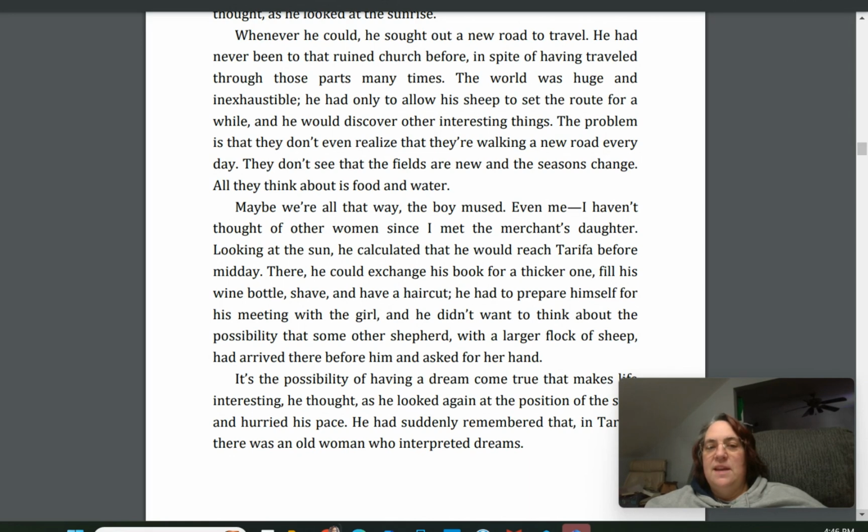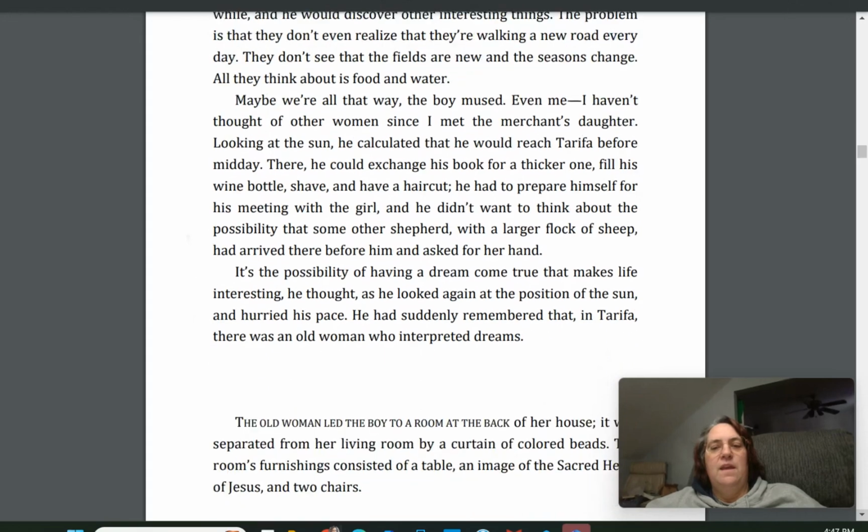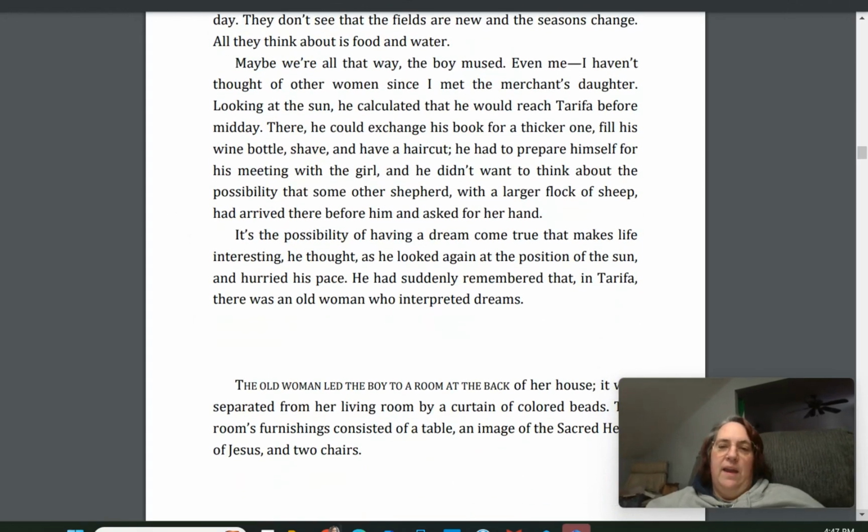The problem is, they don't even realize that they're walking a new road every day. They don't see the fields are new and the seasons change. All they think about is food and water. "Maybe we're all that way," the boy mused. "Even me. I haven't thought of other women since I met the merchant's daughter."